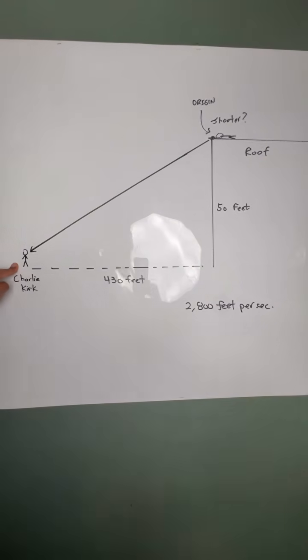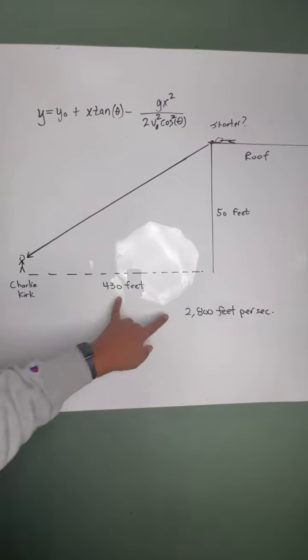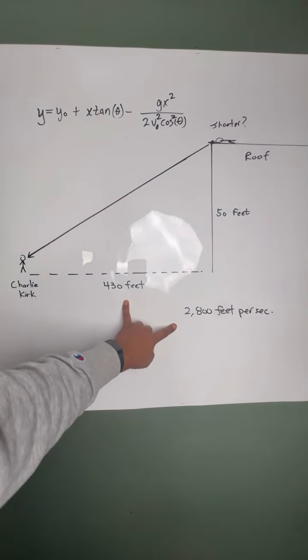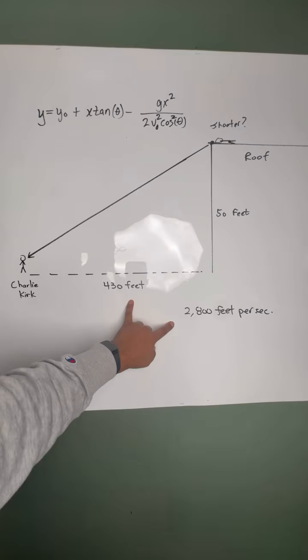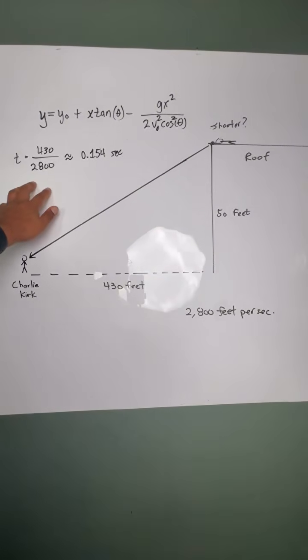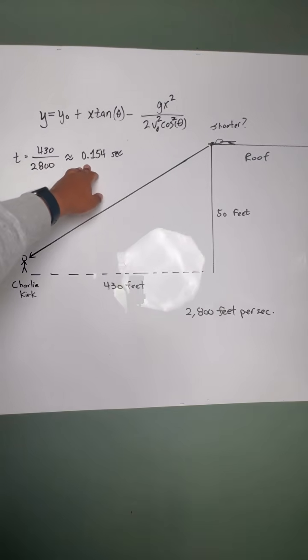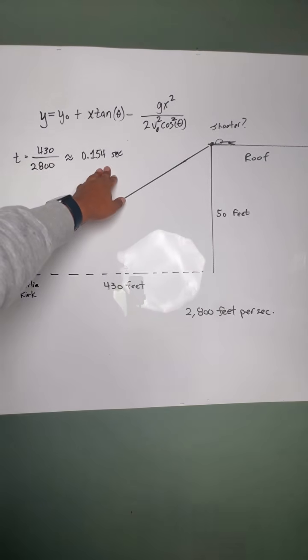A bullet's simplified trajectory follows a simple quadratic equation. So the first thing I want to do is calculate these two. I want to take the fraction of these two to determine time. Again, first calculate the approximate flight time. That is t equals 430 divided by 2800. That's approximately 0.154 seconds.